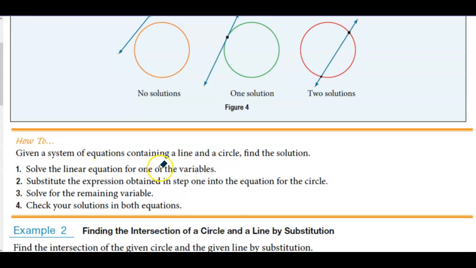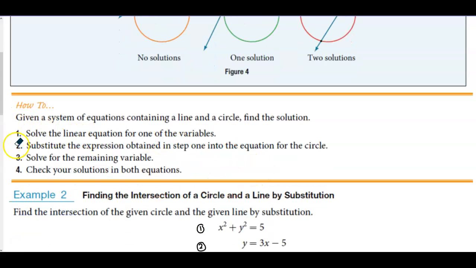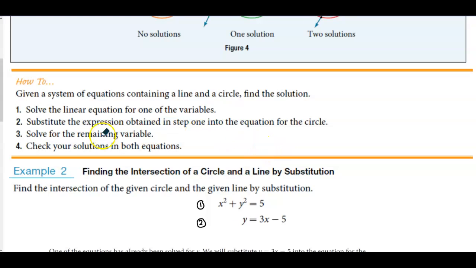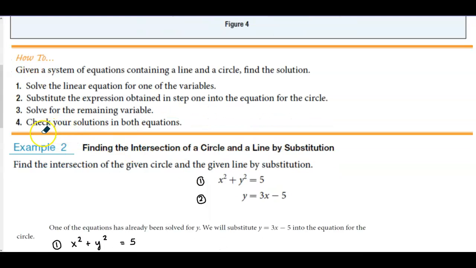Now, given a system of equations containing a line and a circle, we want to find the solution. Step 1, we're going to solve the linear equation for one of the variables. Step 2, we're going to substitute the expression obtained in step 1 into the equation for the circle. Step 3, we're going to solve for the remaining variable. And step 4, we're going to check our solutions in both equations.